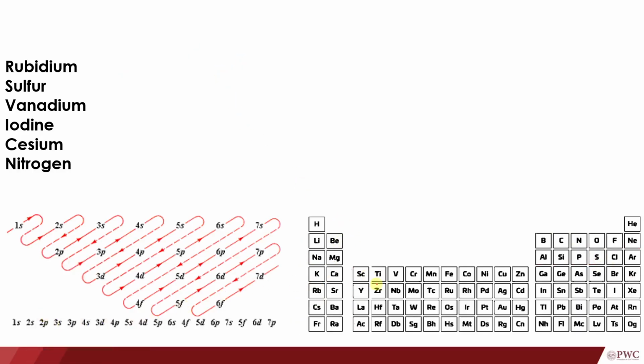Next is vanadium. Vanadium is over here. So the closest is argon. So again, 1, 2, 3, 4, 5, 6, 7, 3, 4, 5, 6. So argon, then we have 4s1, 4s2. After 4s2, we have the 3d1, 3d2, 3d3. So vanadium is 3d3. Okay, that's for vanadium.